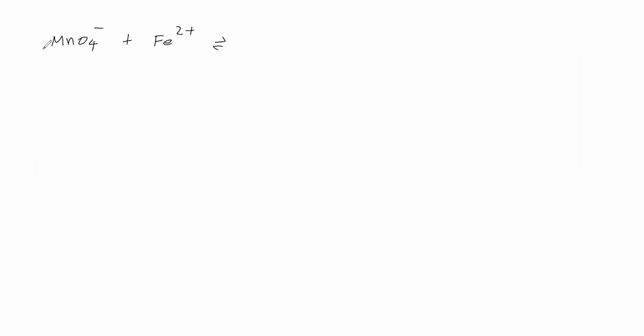Here permanganate will convert into what? It is undergoing reduction, so it is converting into Mn plus 2. Fe2 plus is converting into Fe3 plus. Permanganate is converting into Mn plus 2, and Fe plus 2 is converting into Fe plus 3. Now we have to balance this.